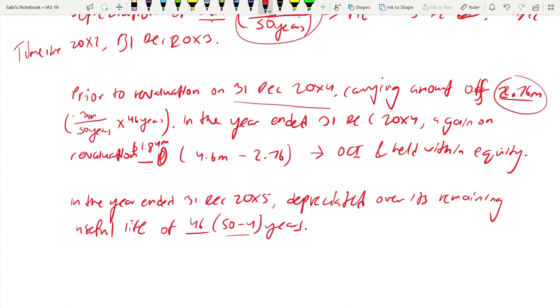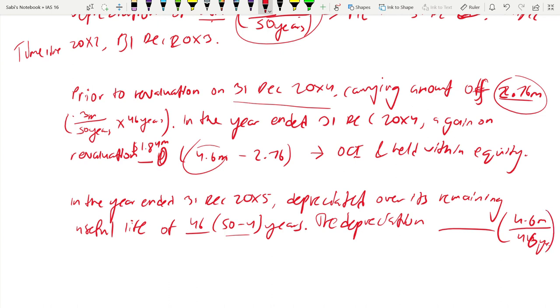So at 31st December 2005, what is the depreciation? I'm writing short form, okay? Fill in the blanks. What would be the depreciation? What is your revalued amount? Is it your cost, 3 million? No, now it is your 4.6 million, your revaluation amount. So you have to show it in brackets. This revalued amount divided by 46 years now, not 50 years, the remaining useful life. So 4.6 divided by 46, how much? 0.1 million. This is your depreciation now.